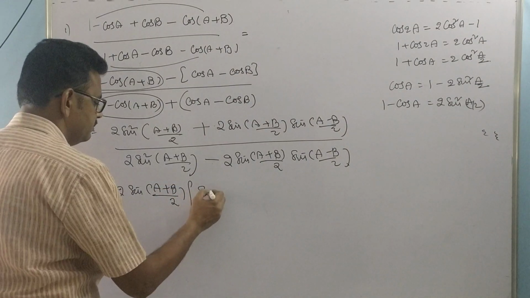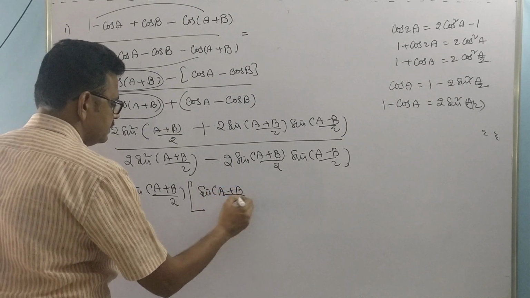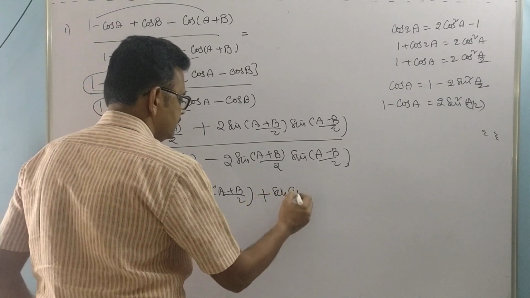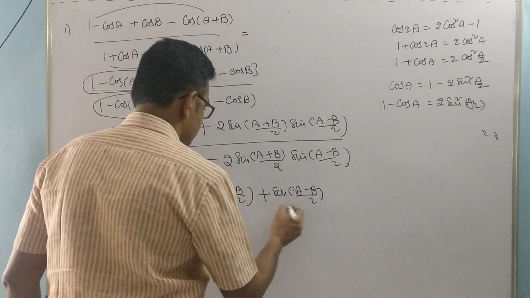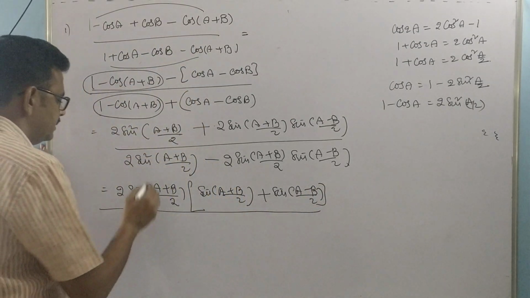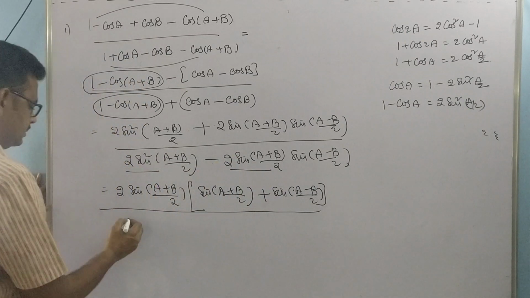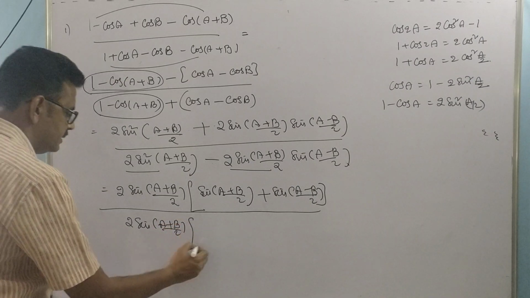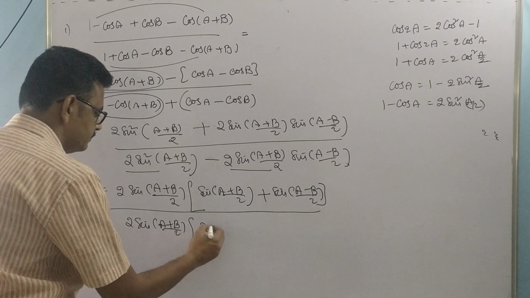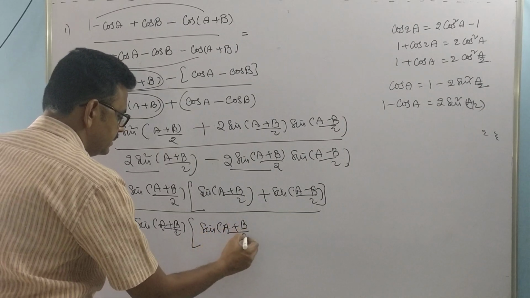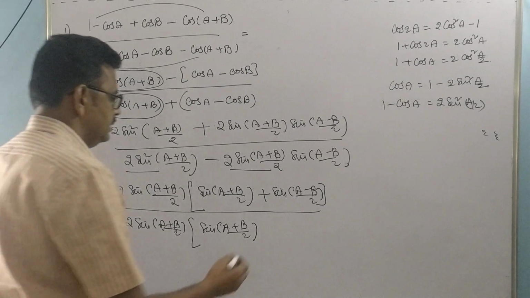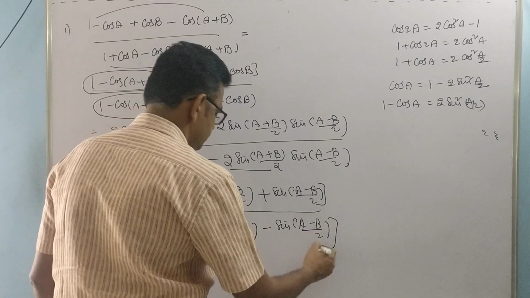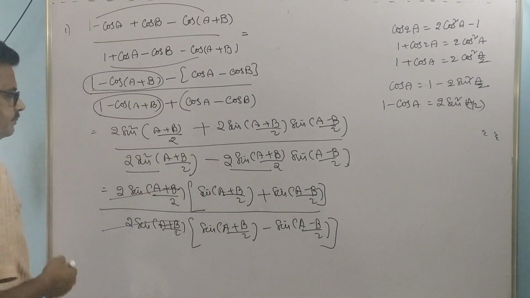So this is sin((A + B)/2) plus sin((A − B)/2), divided by, in the denominator also the same term, 2 sin((A + B)/2), is taken common, so this is sin((A + B)/2) minus sin((A − B)/2). So these two get cancelled.